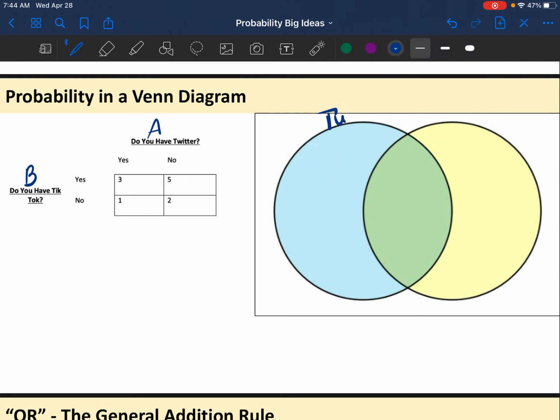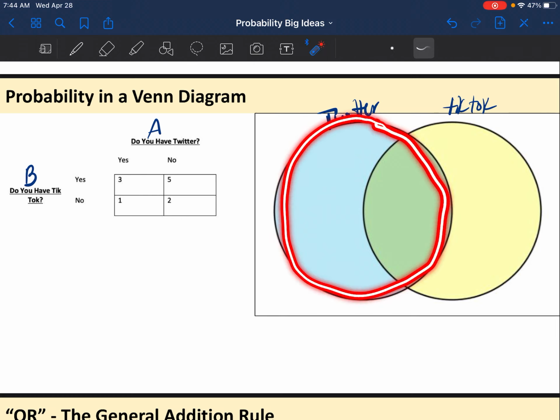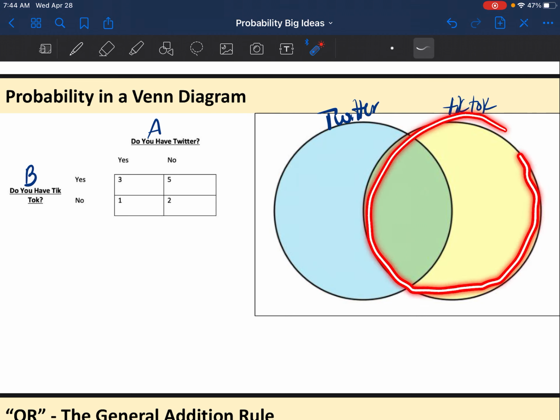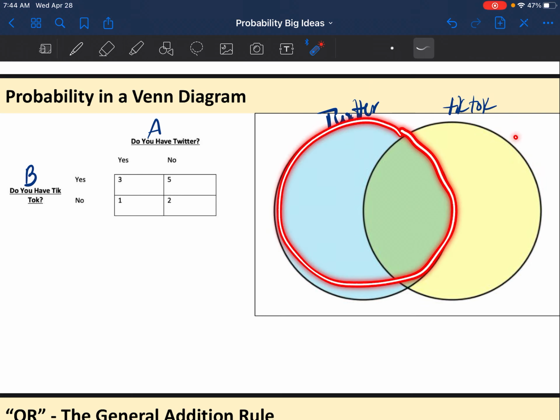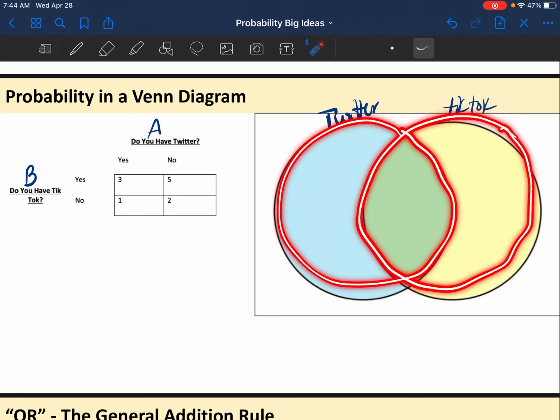This is Twitter. This is TikTok. And usually you might see them actually in the circles, but my circles are a little bit small. So I know that everything in this circle represents Twitter, and everything in this circle represents TikTok. Yes, I have Twitter. Yes, I have TikTok. And everything here is where you have TikTok and Twitter, because this is part of both circles.